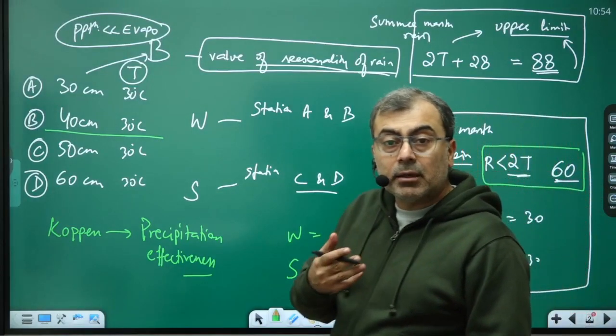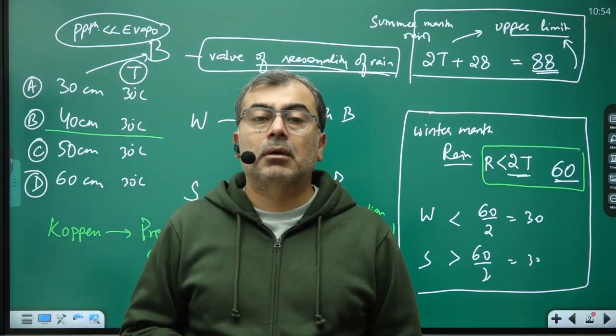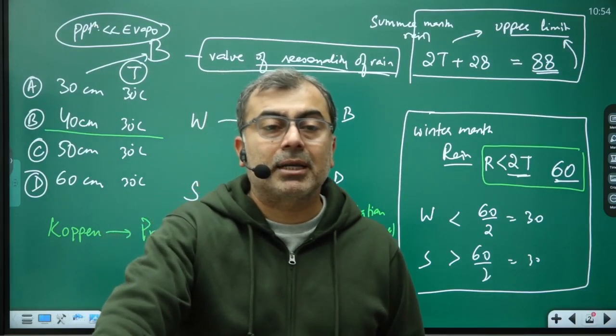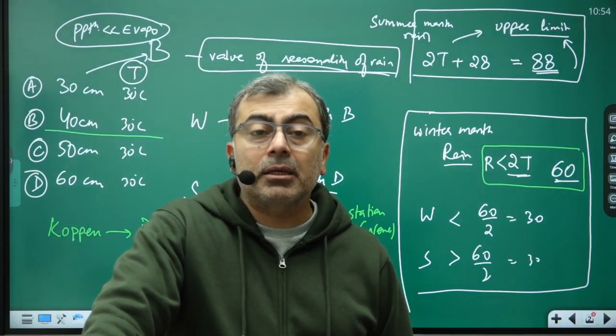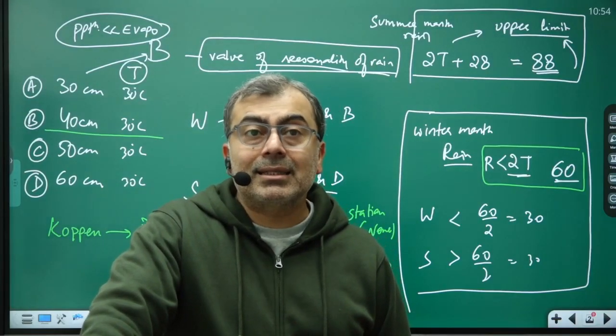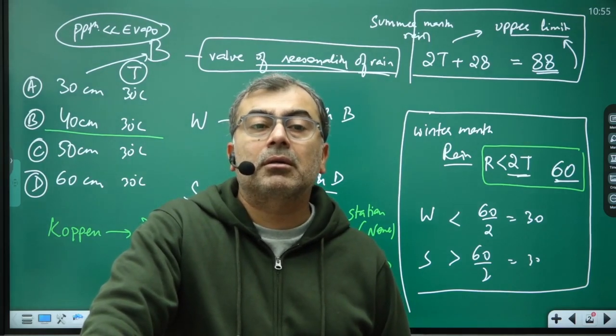Because the rain is not fully available, the rain is getting lost to evaporation. You are receiving rain, everyone. Just imagine you are receiving 30 to 40 centimeters of rain, but that rain is coming in summers. In summers, as it is getting evaporated, is the plant actually getting 30-40 centimeters?